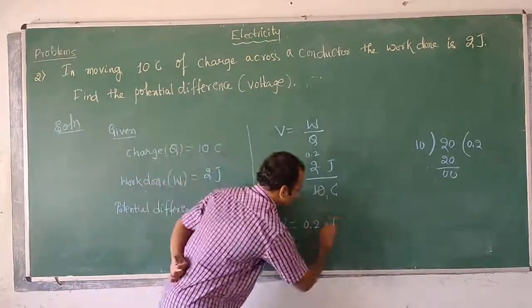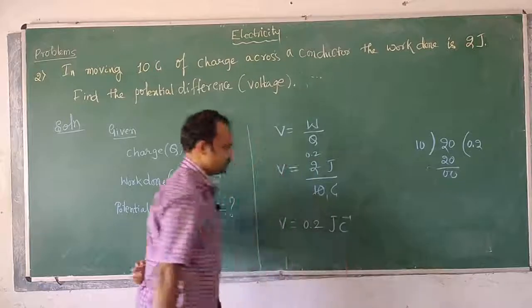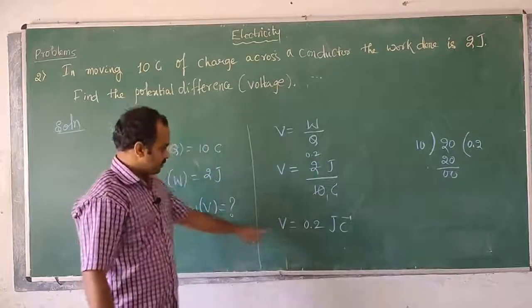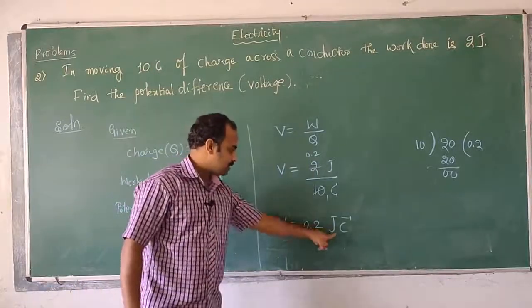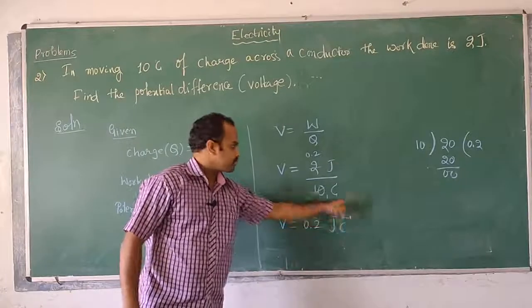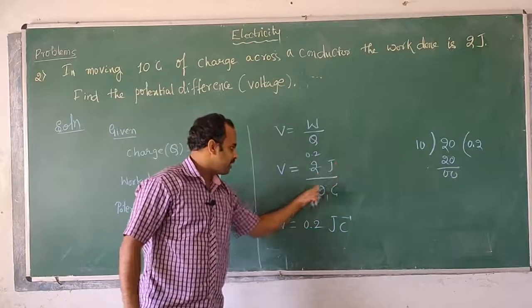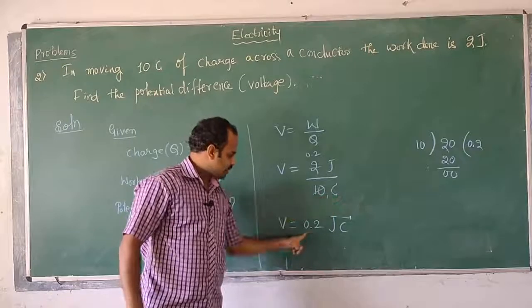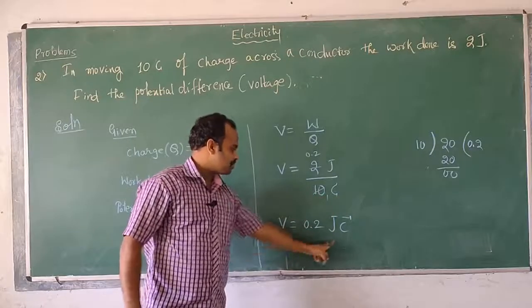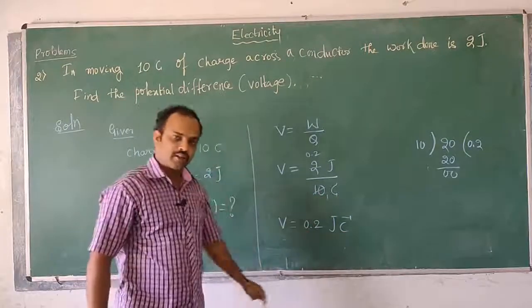Therefore, joule per coulomb. Potential difference can also be written in the form of joule per coulomb, because work done is in joule and charge is in coulomb. Potential difference V is equal to 0.2 joule per coulomb.